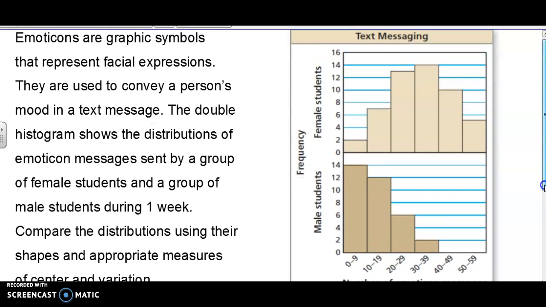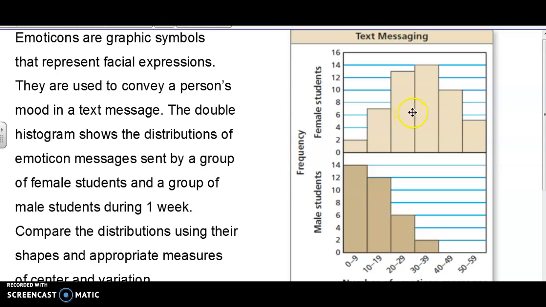All right. So basically, we're just looking at 2 things. We're comparing how it's distributed. If you look at the female students, it is symmetric. So since it's symmetric, the best measure of center would be the mean, and the best measure of variation would be standard deviation. If you look at the male students, it's definitely skewed. I would say that would be skewed to the right. And since it's skewed, the best measure of center would be the median, and the best measure of variation would be the 5-number summary.